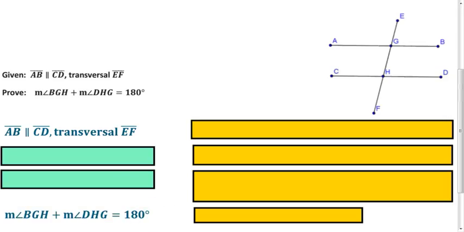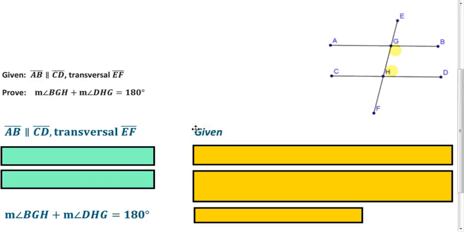I want to show that the measure of BGH plus the measure of DHG, those two angles, their measures sum to 180 degrees. How do we know the first statement is true? Well, they tell us it's true. So that's just given. We want to get BGH in this problem somehow, and we also want to get 180 degrees involved with it. What can we say about BGH and some other angle that gives us 180 degrees?